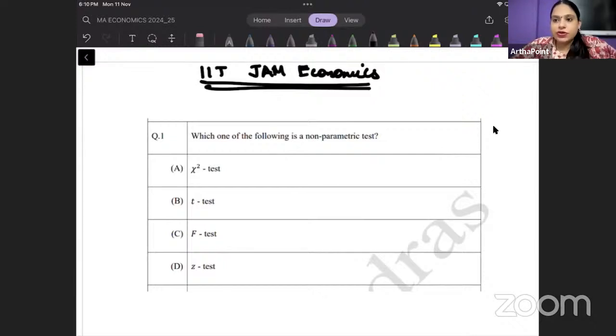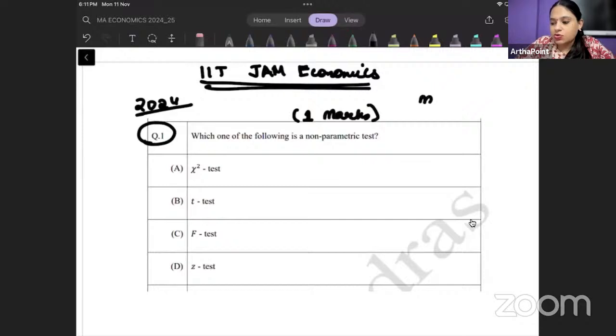Start with the first question. Try to do this one better. This is IIT JAM 2024, question 1 for 1 mark, MCQ question. Try to give this question a try. Which of the following is a non-parametric test? Non-parametric. Okay.